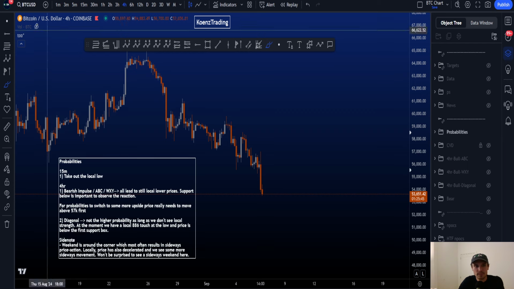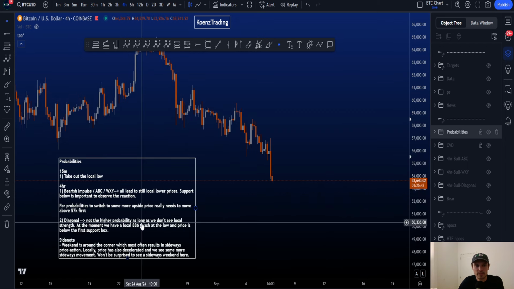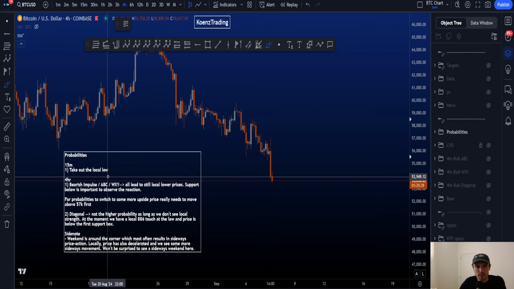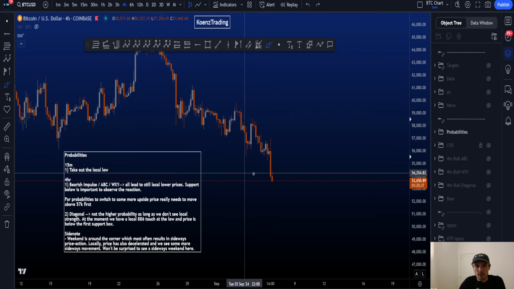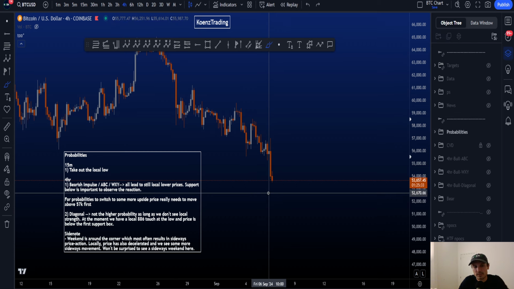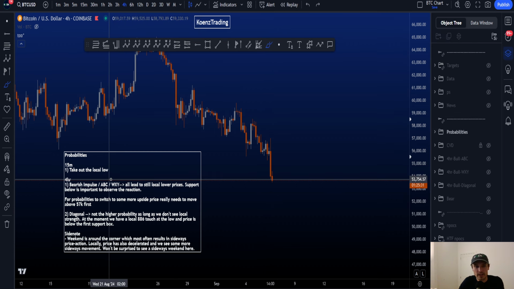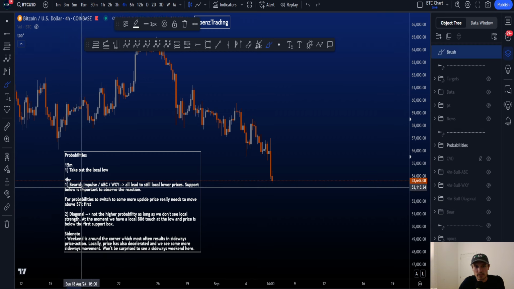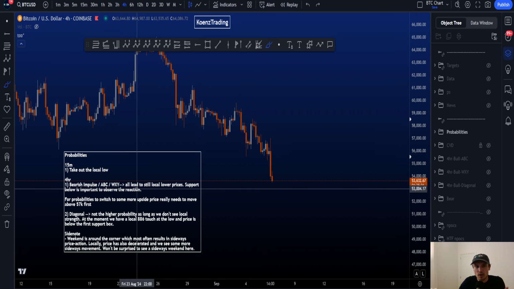And if we then finally look at the probabilities of the different scenarios, then well, on the 50-minute time frame, of course, it happened while recording, but locally we were looking for that low to be taken because of the 886 touch, but that happened during the recording. And on the 4-hour time frame, the probabilities are at the moment higher for some more downside, either the bearish impulse, the ABC, or the WXY. All of these scenarios are basically leading to the same thing.